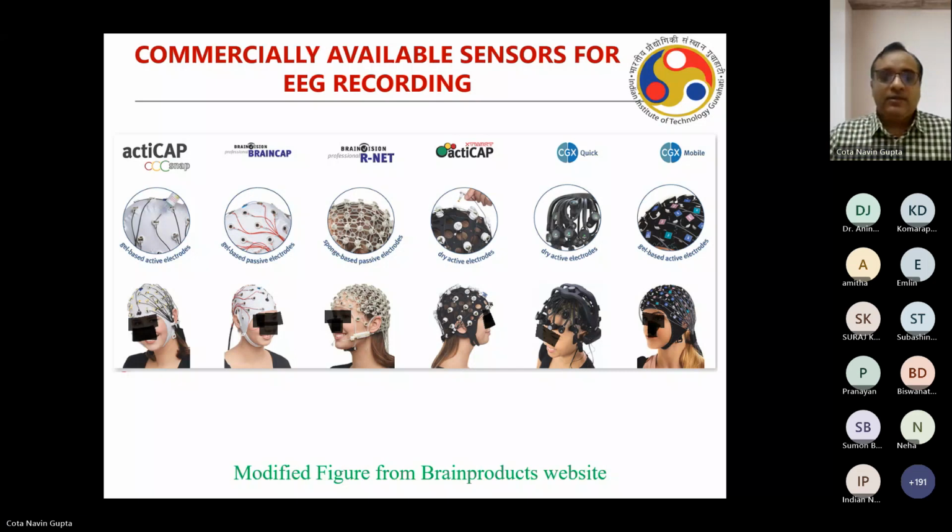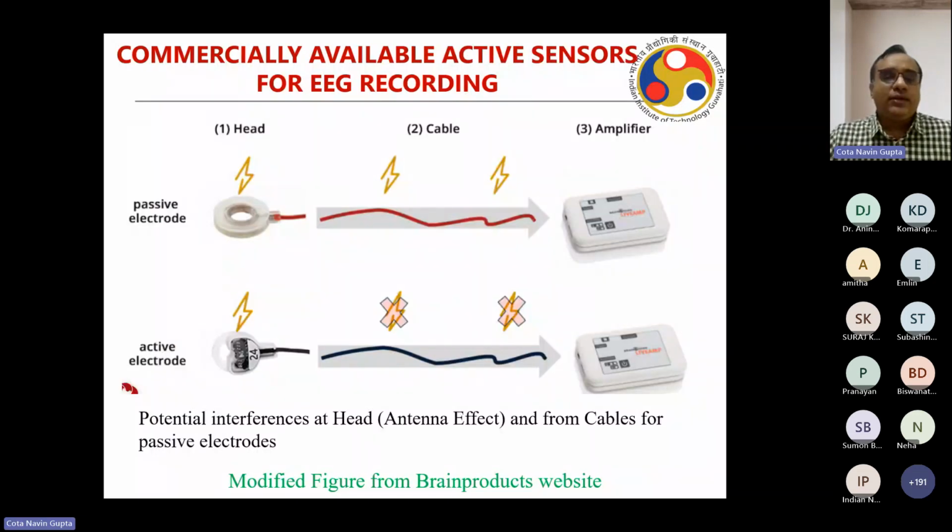Okay. So the difference between the passive electrodes and the active electrodes is shown over here. Let's say this is the head of the person. You're keeping a passive electrode and an active electrode on the head, and then there's a cable before it goes to the amplifier, right? With the passive electrode, there could be additional noise from head movements or from the movements of the cable before it gets to the amplifier.